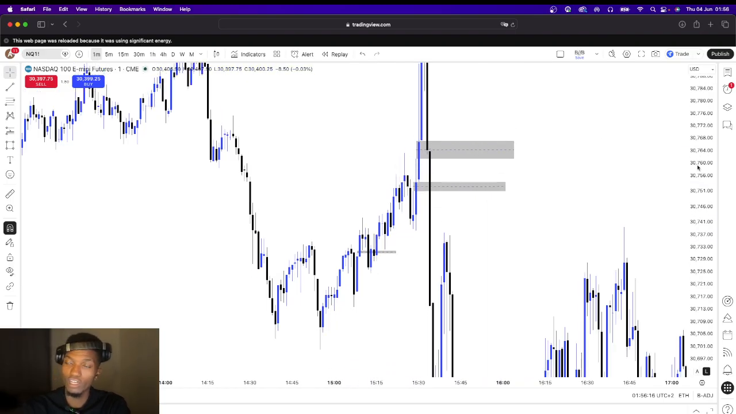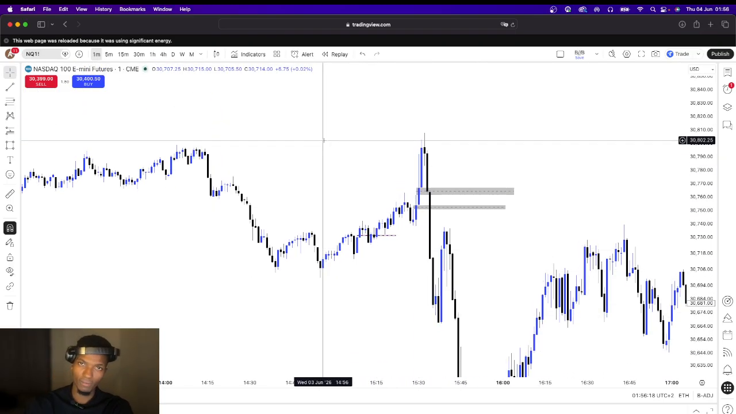So there are fair value gaps and inverse fair value gaps which are stronger compared to the others, right? So I will show you all of this once I break down my strategy from A to Z, and then you'll know which fair value gaps and inverse fair value gaps are important and which ones you should be using and which ones you should ignore.